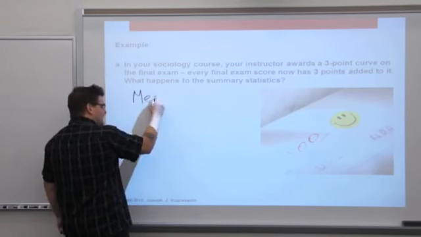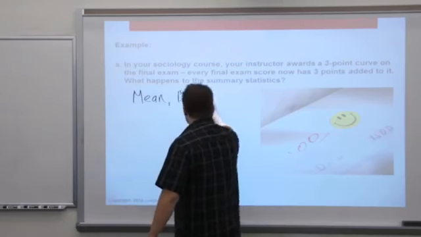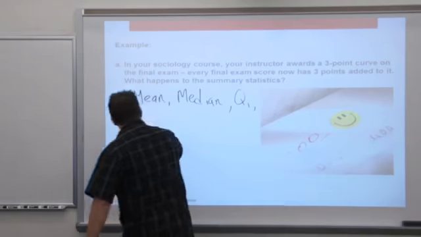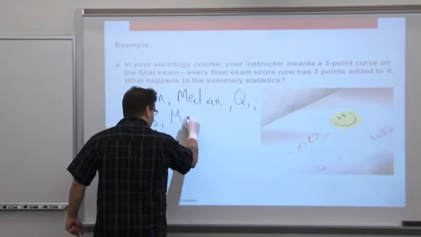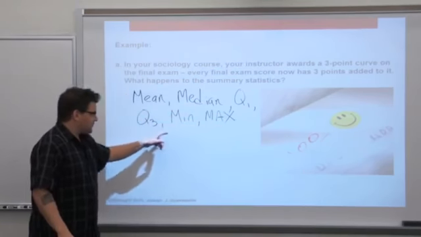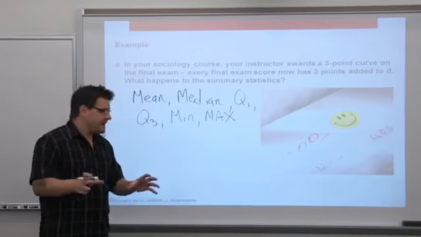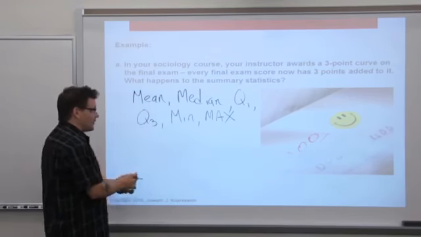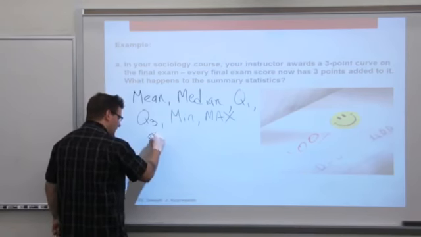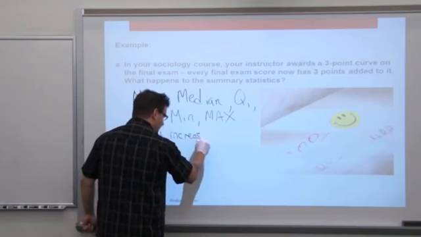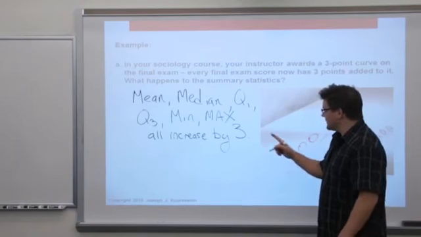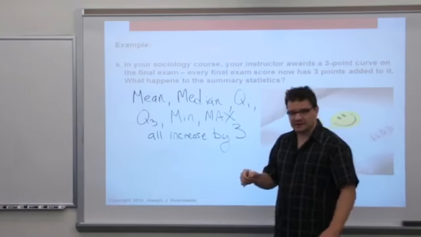So, the mean, median, quartiles, sure, Q1, Q3, minimum, maximum. All of these are measures of position. They're telling you where you're at in the data set. All of these would go up by 3 points. I think it's pretty easy to see that, right? Mean, median, Q1, Q3, min, max, all increase by 3. No problems there, but how about those measures of spread?